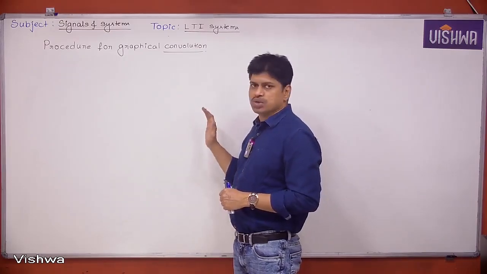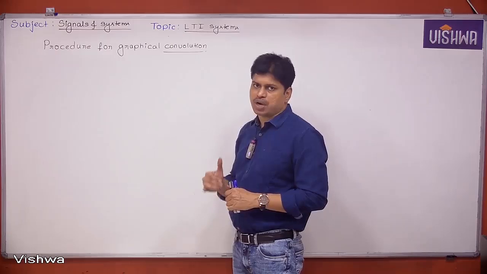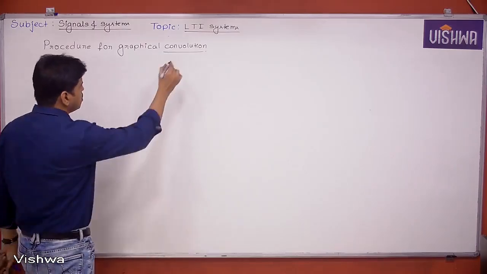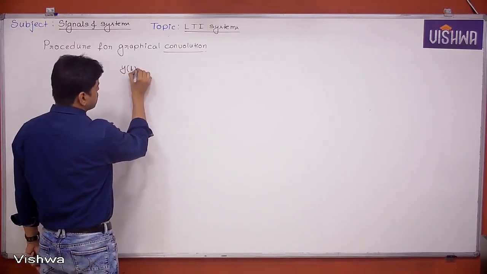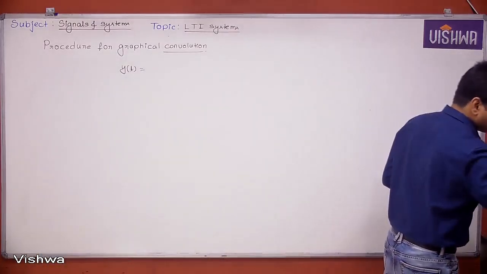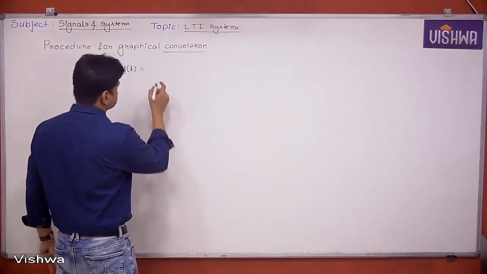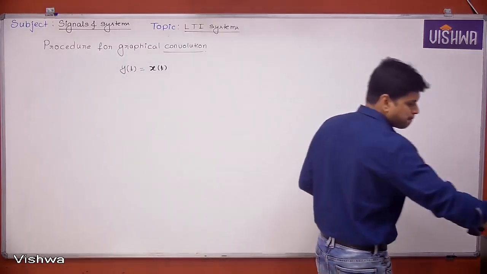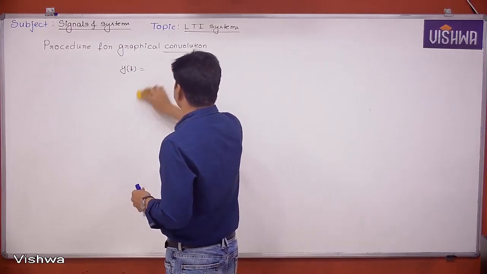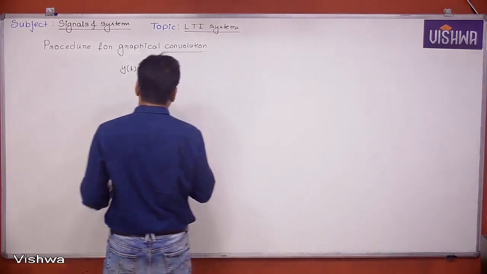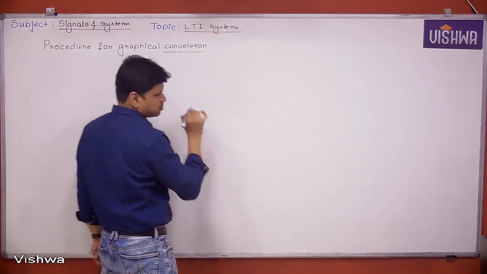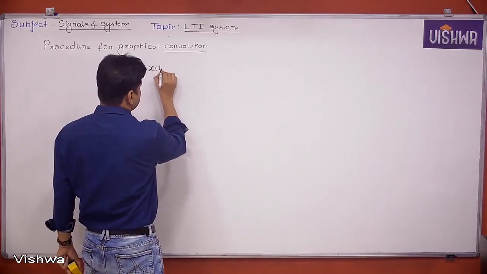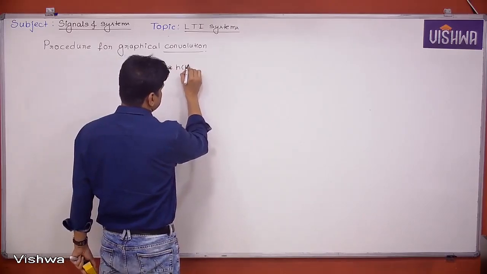Mostly, try to avoid graphical convolution. Even though I will make you learn how to do the graphical convolution, still try to avoid it as much as possible. Let's see how we can do the graphical procedure now. We know y of t is equal to x of t convolution with h of t.